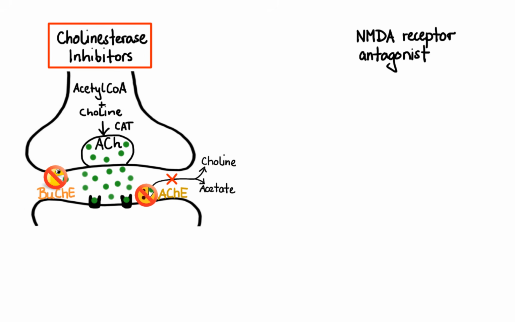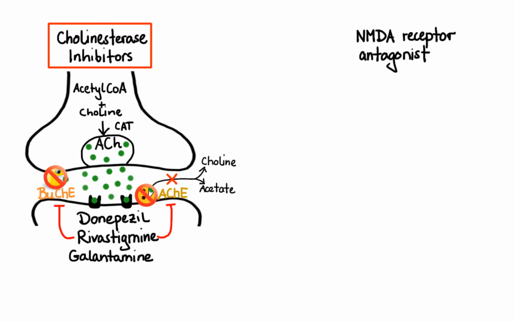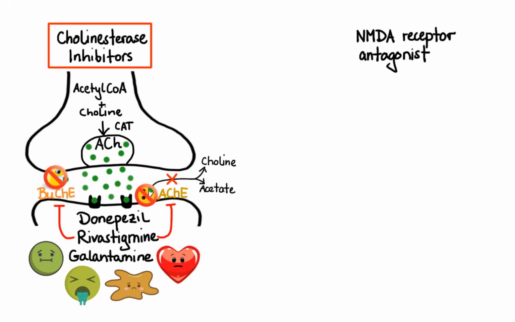The three commonly prescribed cholinesterase inhibitors are Donepezil, Rivastigmine, and Galantamine. It's important to note here that out of the three, Rivastigmine is the only one that shows significant inhibition of both acetylcholinesterase and butyrylcholinesterase. When it comes to side effects, they can range from mild, such as nausea, vomiting, and diarrhea, to potentially serious, such as slow heartbeat, lack of appetite, and substantial weight loss.